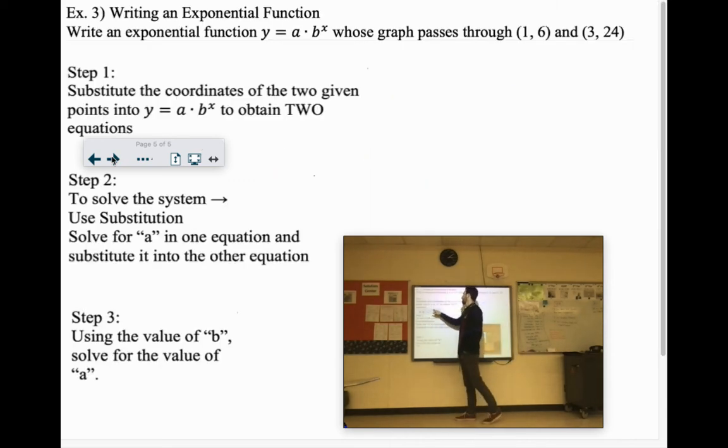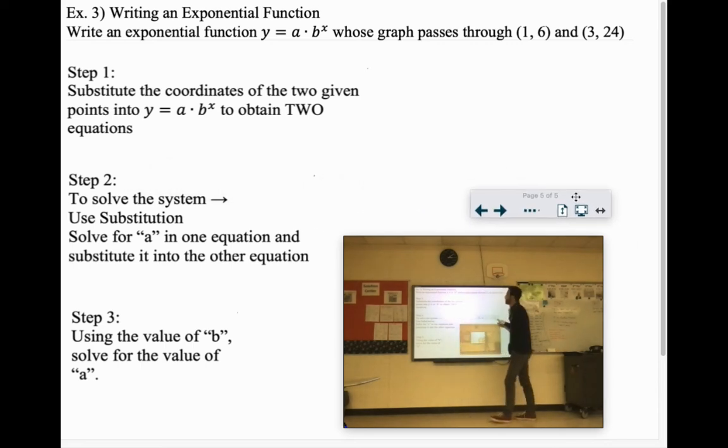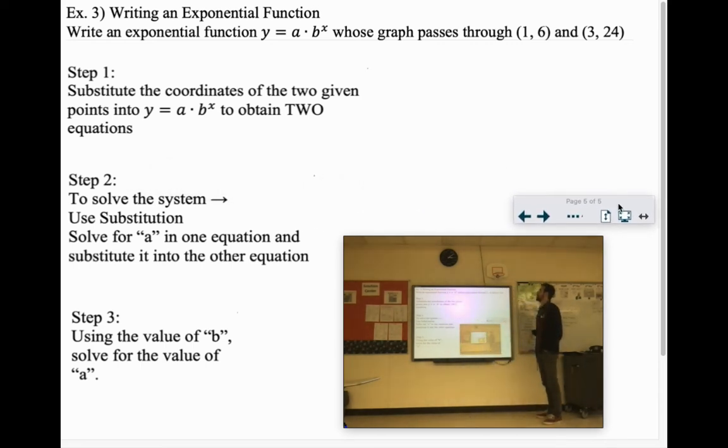Now this one's going to be a little wild. We're going to write an exponential function when they just give us the 2 coordinates. So an exponential function is like y equals a times b to the x power. So what we're going to do is come up with 2 different equations using these coordinates to sub in for the x and y.